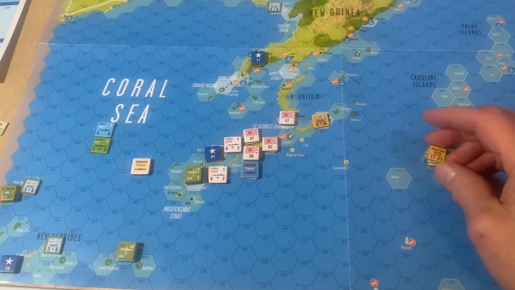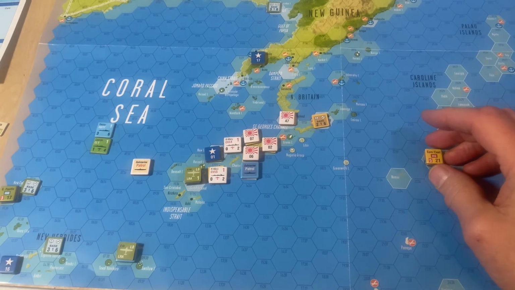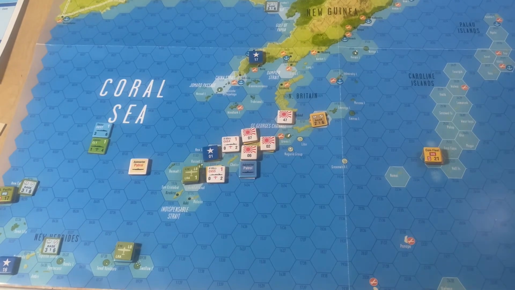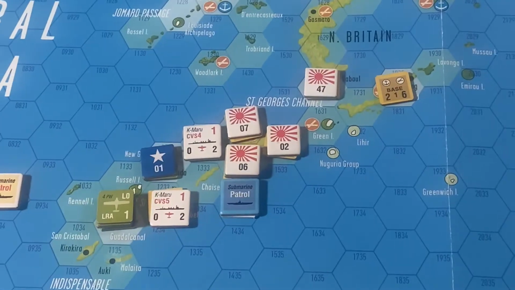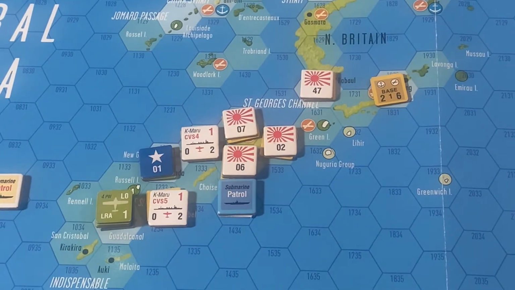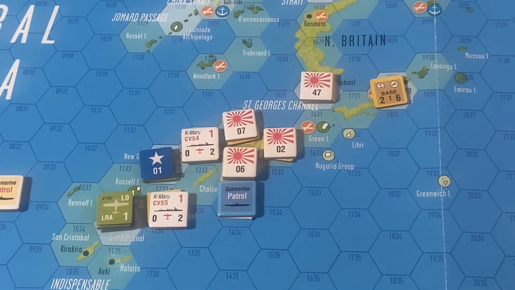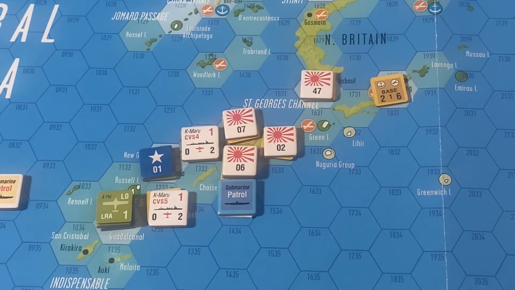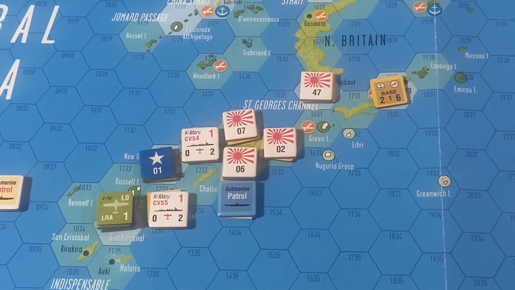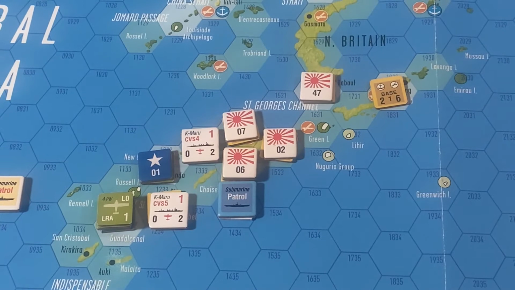We could have had a required retreat on the U.S. side. And if that required retreat happened, we would have had the opportunity to roll against the troop quality, which was an 8. So even though there could have been a forced retreat, there was only a 20% chance that would happen. So we've got one out of the 2 hexes that we need to have.